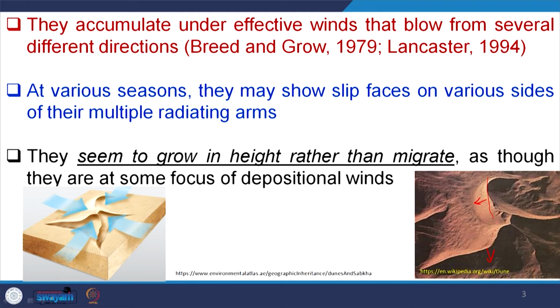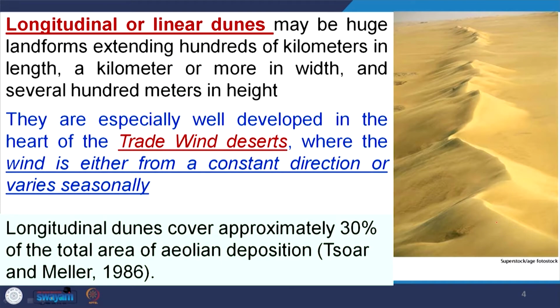They seem to grow in height rather than migrate, as though they are at some focus of depositional wind. That means with more and more sand supply and increase of wind speed, they try to grow in height rather than migrating. Then the second class of dune is the longitudinal dune.